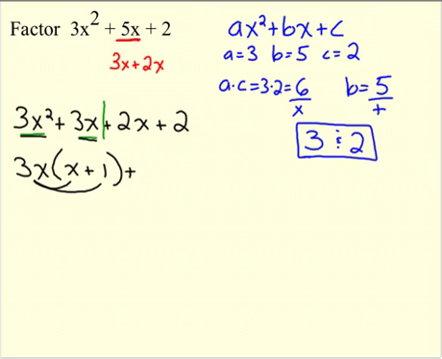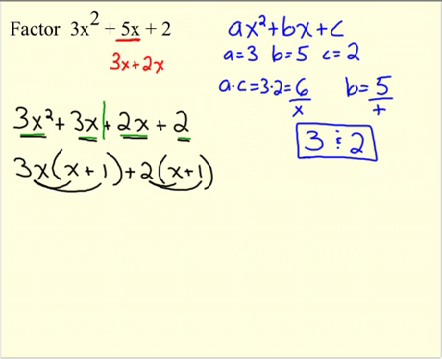Now I'm going to do the other side. And I say, okay, what can I divide out of 2x and 2? Well, I can take a 2 out of 2x and 2. So I pull a 2 out, and I do the same thing. 2 times what will give me 2x? Well, x. 2 times what will give me 2? 1. Now at this point, I look at my two sets of parentheses, and both sets of parentheses should be the exact same thing. If they're not, I have not factored this correctly.